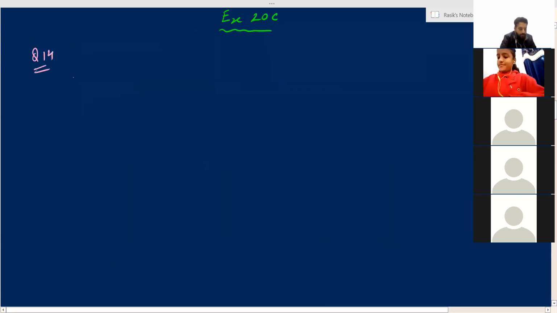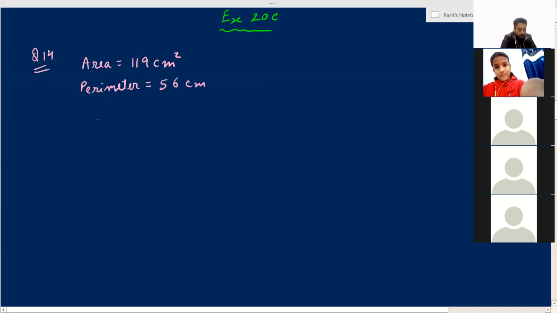Question 14 is: the area of a rhombus is 119 centimeters square. The perimeter of the rhombus is given, 56 centimeters. Find the height of the rhombus. So can we do this question by ourselves? Yes, sure. To find the height of the rhombus, you should know the side of the rhombus. So just tell me one thing. What is the formula of perimeter of a rhombus?